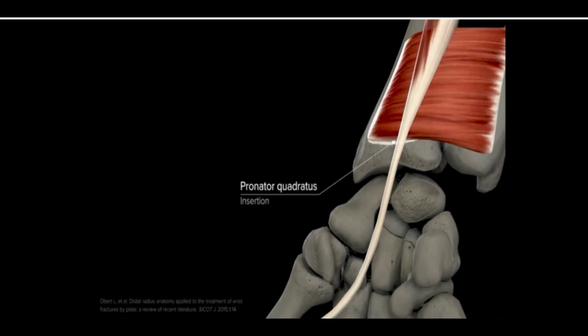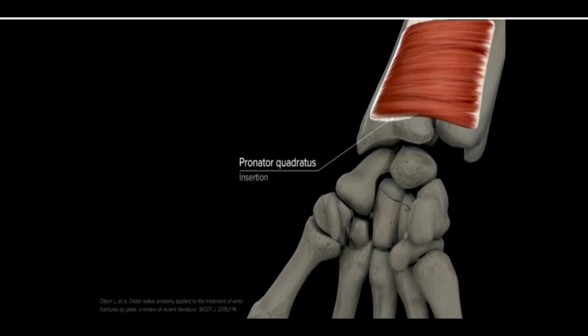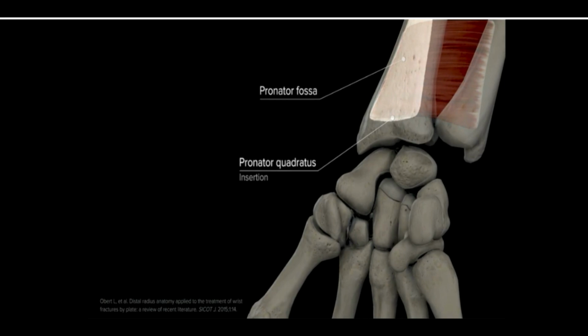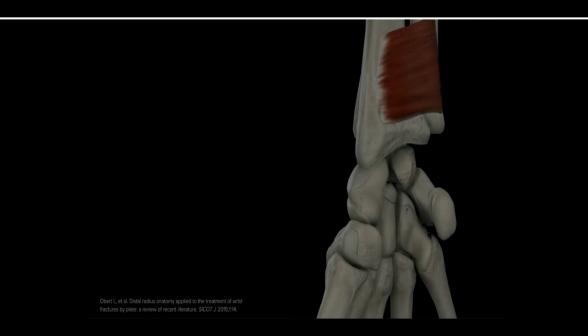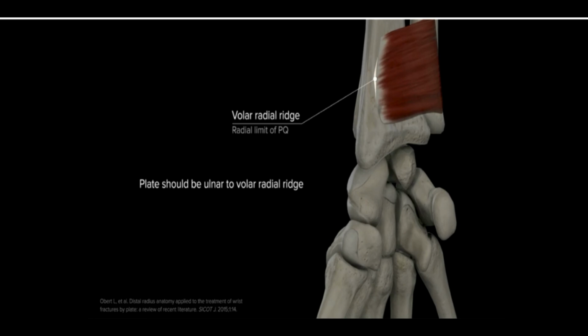The pronator quadratus muscle insertion covers the distal radius and must be elevated to get access to the pronator fossa, which is where the plate will be placed. Next, the volar radial ridge is shown. It is a small ridge of bone that marks the radial limit of the pronator quadratus muscle. When placing hardware, it is important to remember to have the plate ulnar to this ridge.